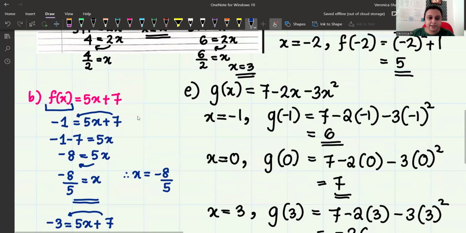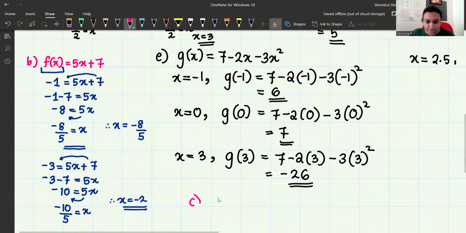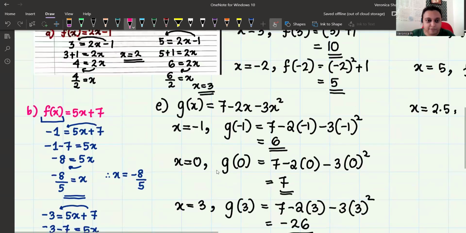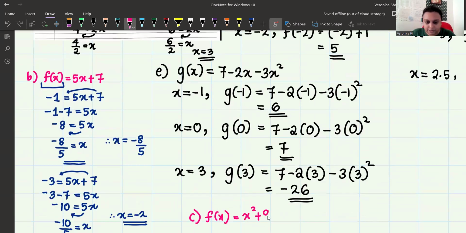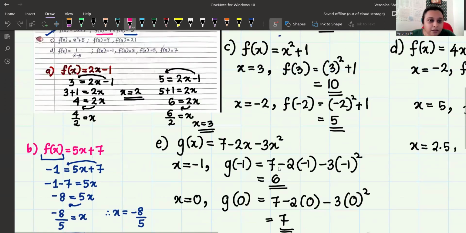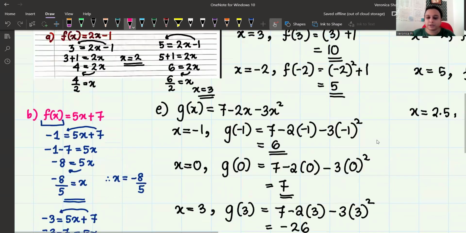Okay, C. I copy down first. Hold on. C, teacher does here. f(x) = x squared plus 9. Sorry, x squared plus 5. Okay, the f(x) equals 9. Another f(x) equals 21.